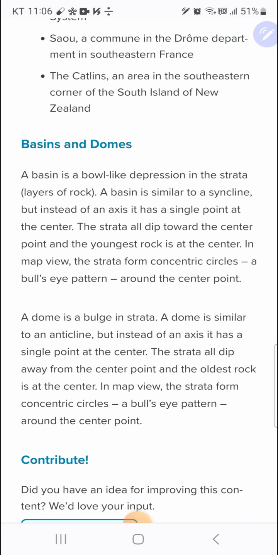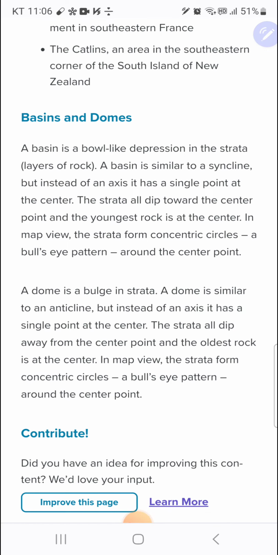Basins and domes. A basin is a bowl-like depression in the strata, layers of rock. A basin is similar to a syncline, but instead of an axis, it has a single point at the center. The strata will dip toward the center point, and the youngest rock is at the center. In map view, the strata form concentric circles, a bullseye pattern along the center point.